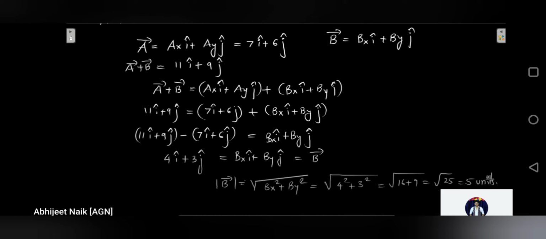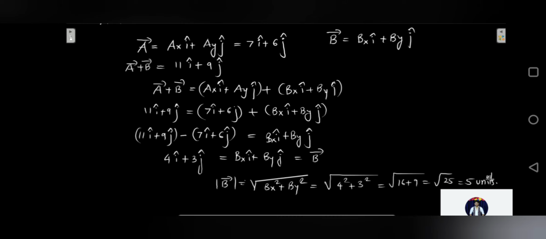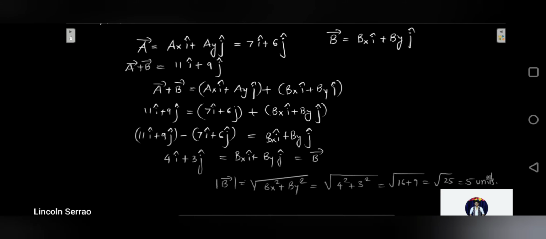Yes, so these are the problems based on vectors. In the next class we are going to learn the multiplication of vectors, that is vector product and scalar product. Okay, so we'll stop here for today.